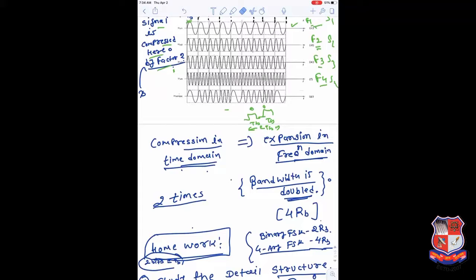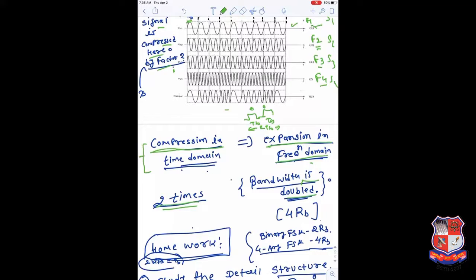But if you compress any signal in the time domain to increase the bit rate, that will cost in the frequency domain. As per the Fourier transform property, if you compress a signal in the time domain, it expands by the same factor in the frequency domain. So if we compress the signal 2 times in the time domain, bandwidth is also increased by the same factor. Bandwidth is double.